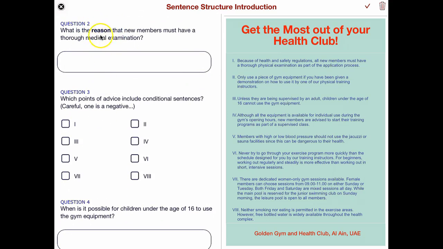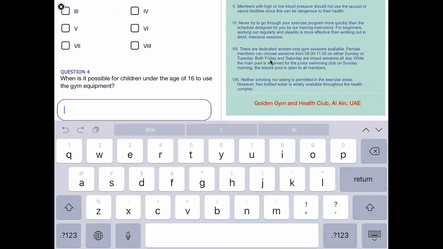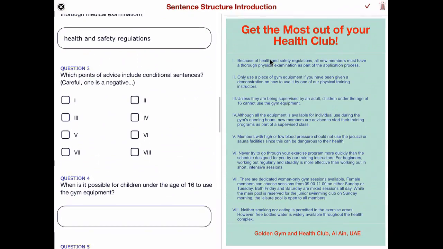Now, if we're talking about a reason, which word gives us a reason? Okay, because and also since. But we want, there's a reason that they must have a medical examination. Well, there's our examination right there. So we're going to say health and safety regulations. All right. Next one.